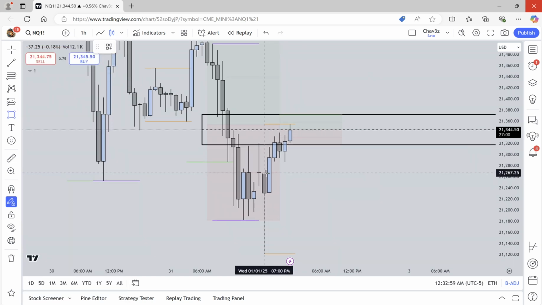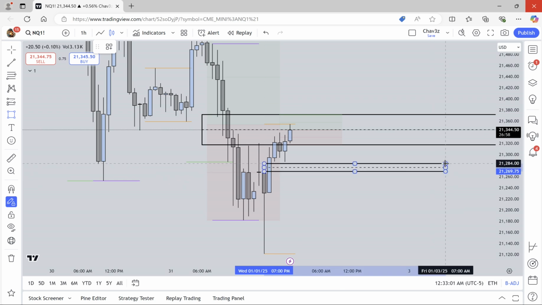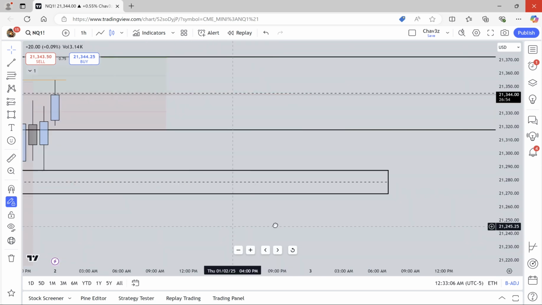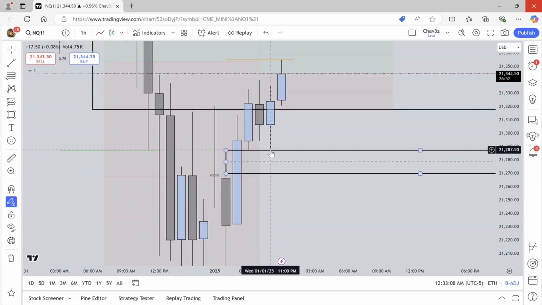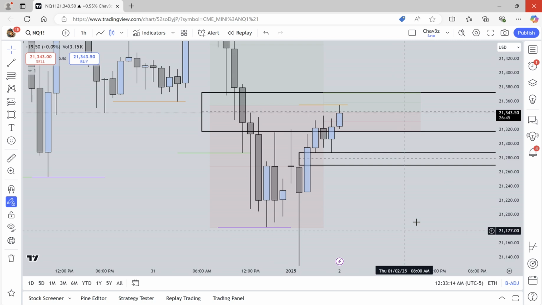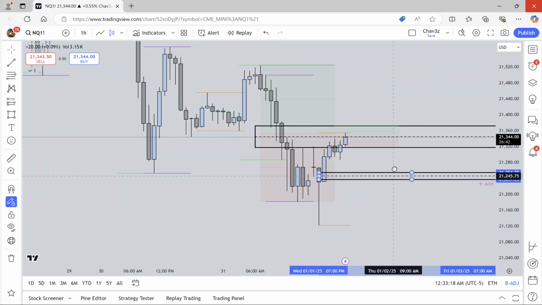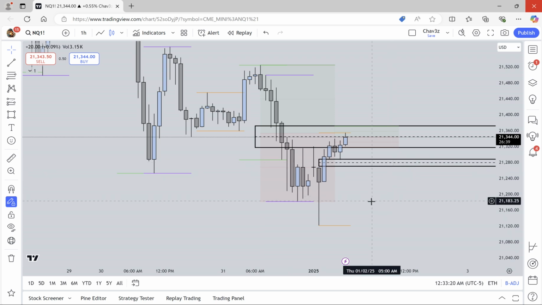We have a 1 hour fair value gap that dropped us down. We dropped down to it, literally to the T, right? And then price used it as support to go higher. So I'm going to use this specific 1 hour fair value gap as my point of no return.